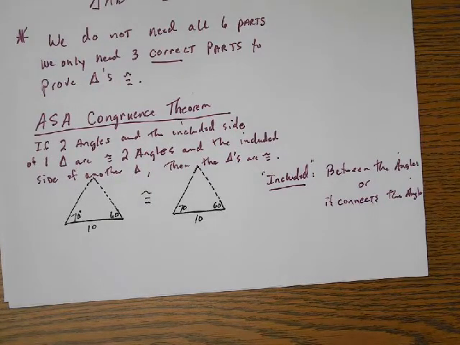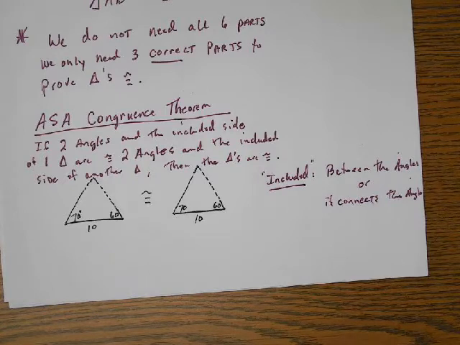William, does that make sense? So now do I need to show that all 6 parts are congruent anymore? Nope. As long as I do the proper 3, I can't just do any random 3, but as long as I do the proper 3 parts, then I can say that the 2 triangles are congruent.